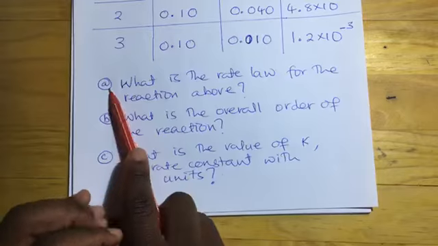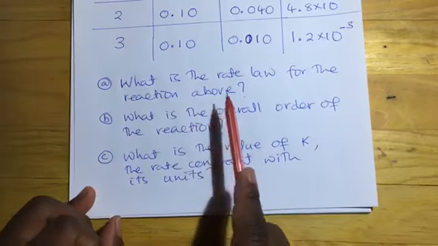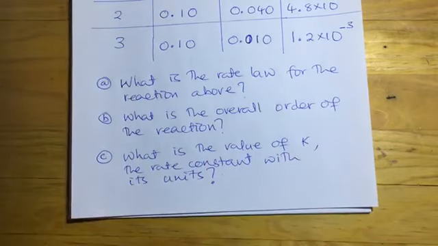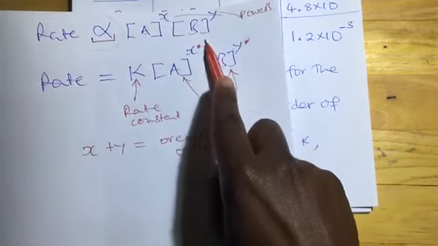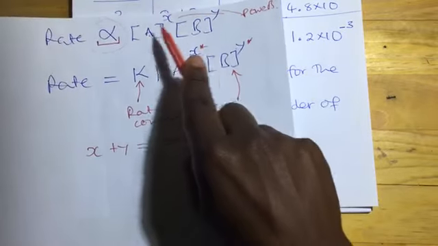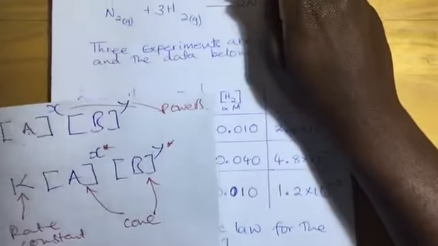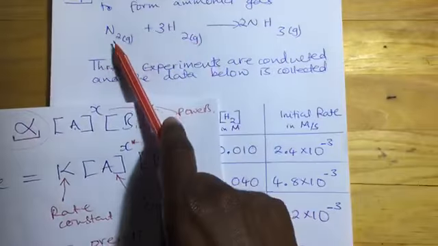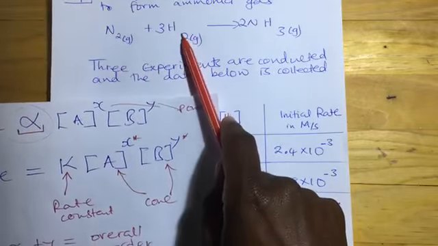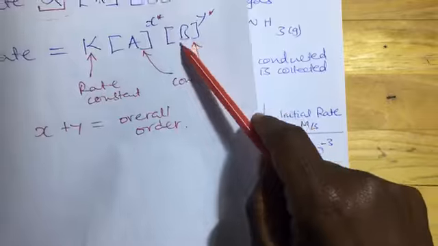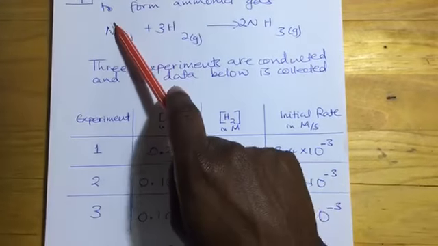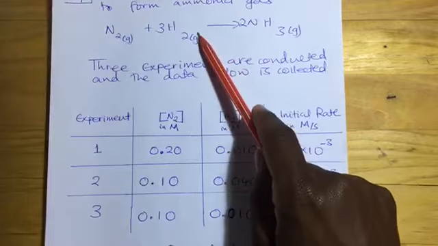So part A, what is the rate law for the reaction above? Instead of having A and B, they want you to put the actual reactants there. Our reactants in this expression are going to be nitrogen and hydrogen. So instead of having A and B, we are basically just going to put nitrogen and hydrogen gas.